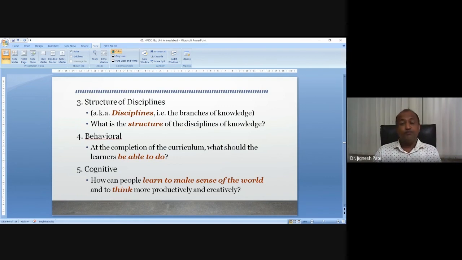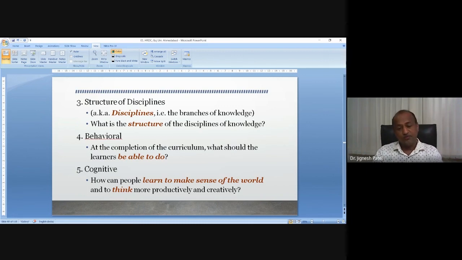Then fourth one is behavioral. At the completion of curriculum, what should be the learner to be able to do? So at the end of this particular any course, learner has to perform some duties or perform his knowledge in a practical way. So that should be seen in their behavior. Sometimes we say that ભણ્યો પણ ગણ્યો નહીં. So sometimes the learner has learned so many things. He has a degree, he has gold medal with him, but he is not able to perform what he learned in a practical situation. So that should be seen in his behavior.